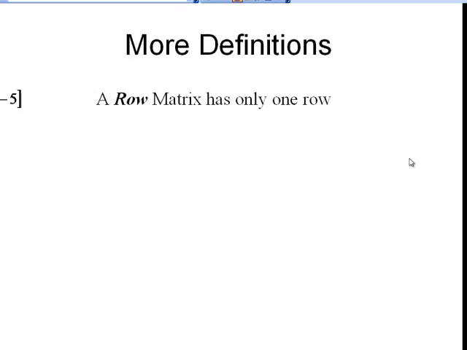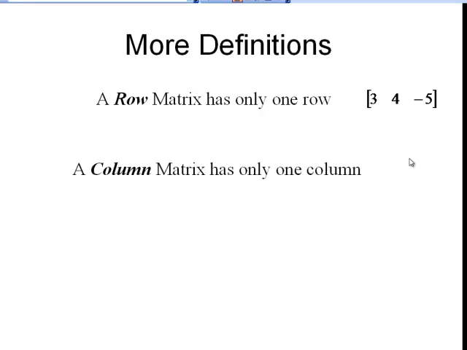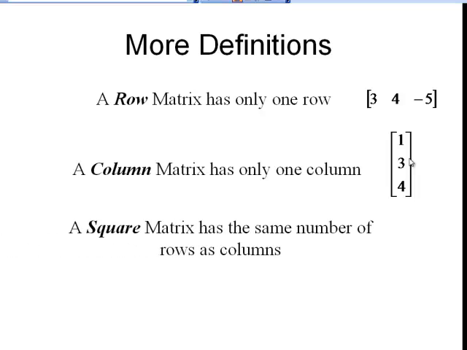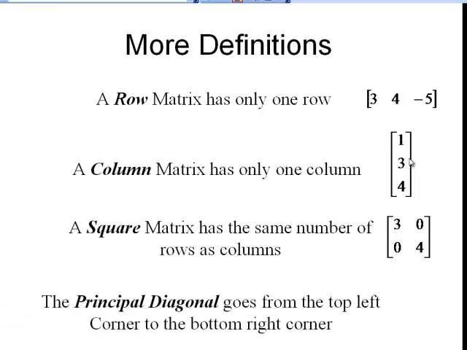Okay, a row matrix only has one row. A column matrix only has one column. A square matrix is just that. It's square. It has either 4 numbers in it, which make a square, or 9 numbers in it, which make a square. Then the principal diagonal is the diagonal going from the top left to the bottom right.